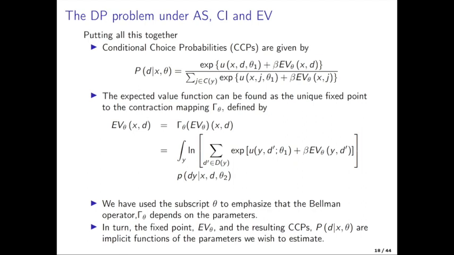Okay, so putting all this together, this simplifies the DP problem under additive separability, conditional independence, and extreme value errors. So we get conditional choice probabilities that are multinomial logistic, and I put in here the version with the expected value function because this is what Rust does in his paper. Okay, you could have a formulation where the choice-specific values inside here would depend on the integrated value function, and then you solve for that. Okay, but see here, the choice probabilities depend on the expected values.